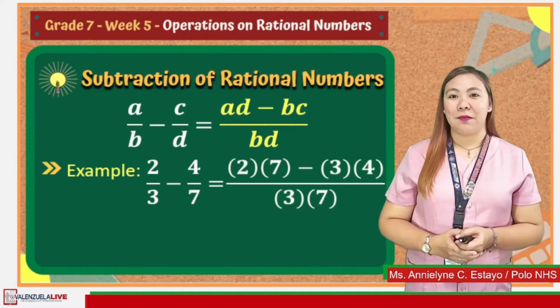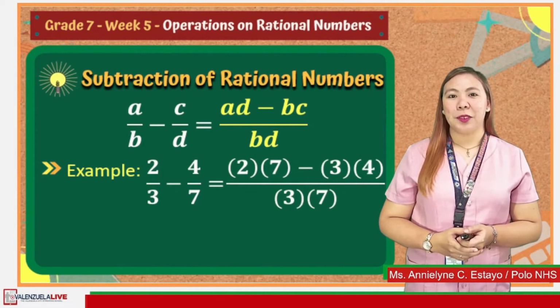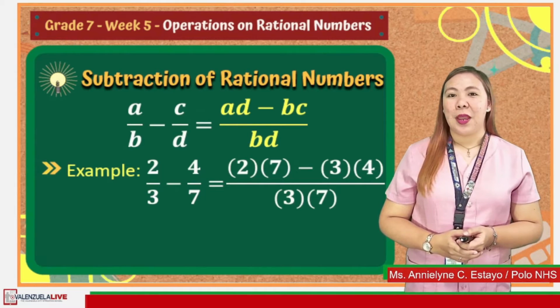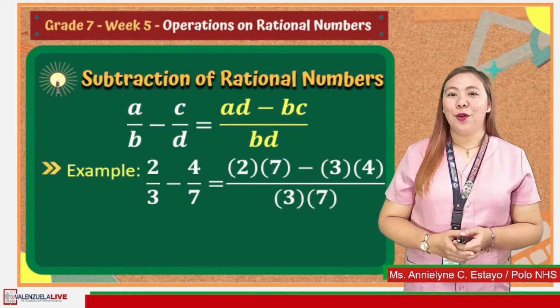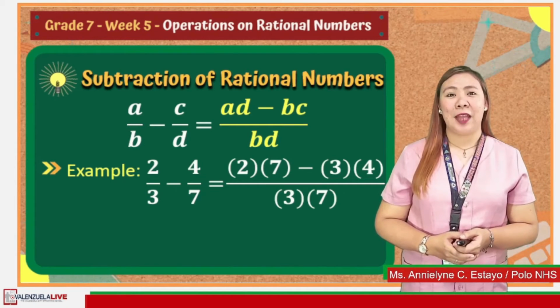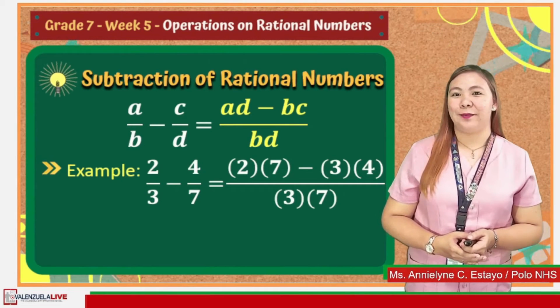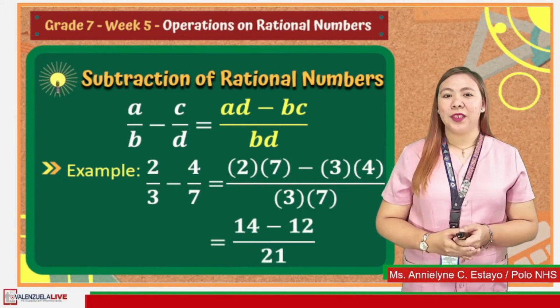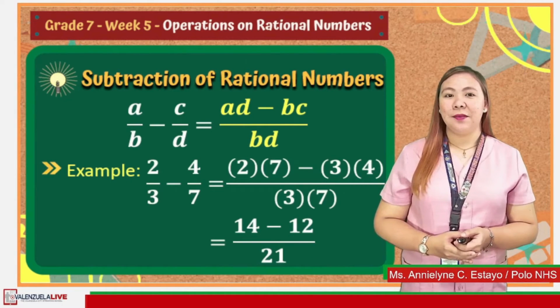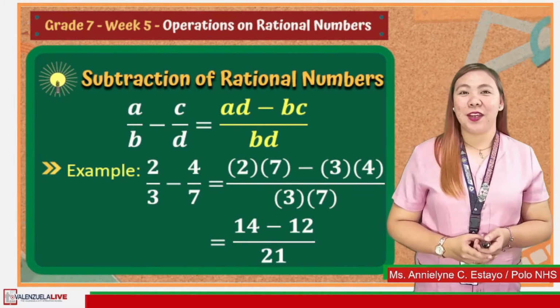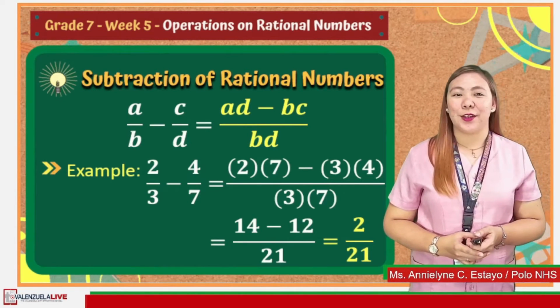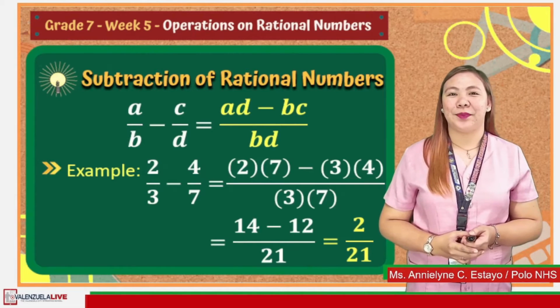For example, 2/3 minus 4/7. Applying the butterfly method, first, multiply 2 and 7 minus the product of 3 and 4 all over the product of the denominators 3 and 7. Simplifying, it will become 14 minus 12 all over 21. Simplifying it further, the final answer is 2/21.